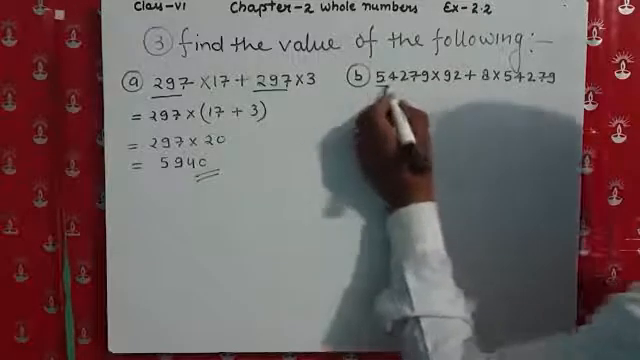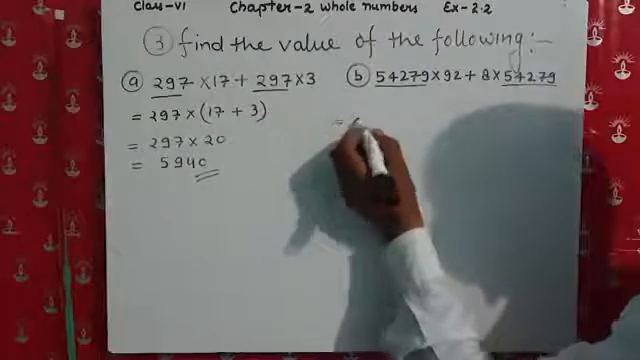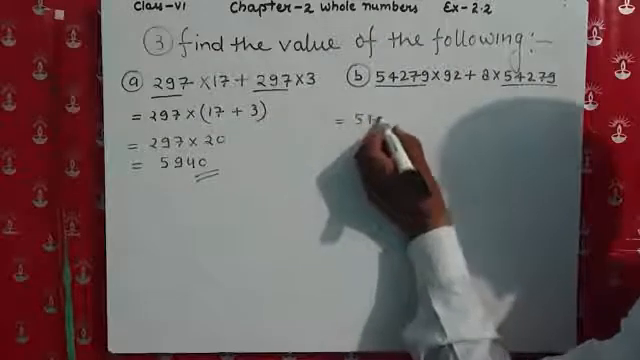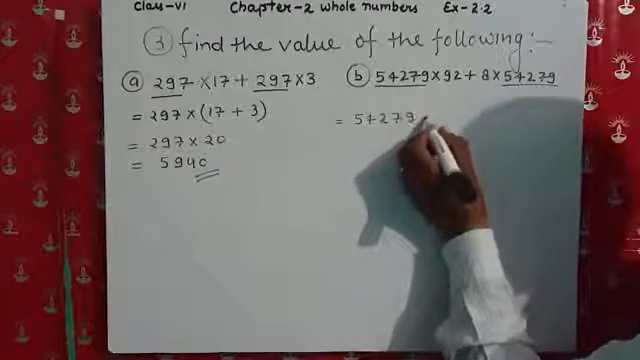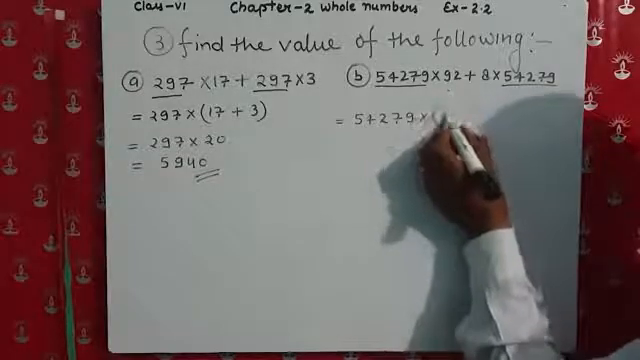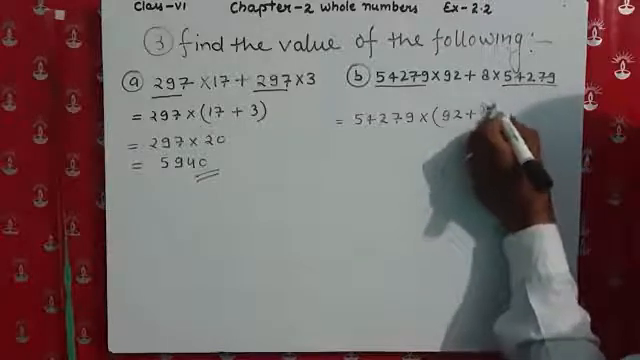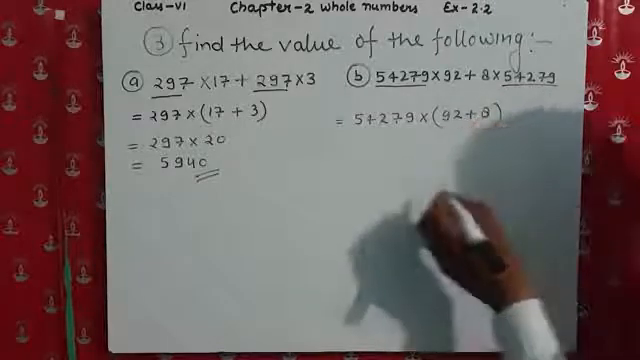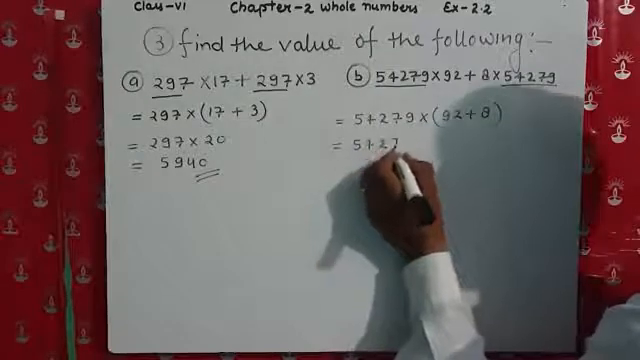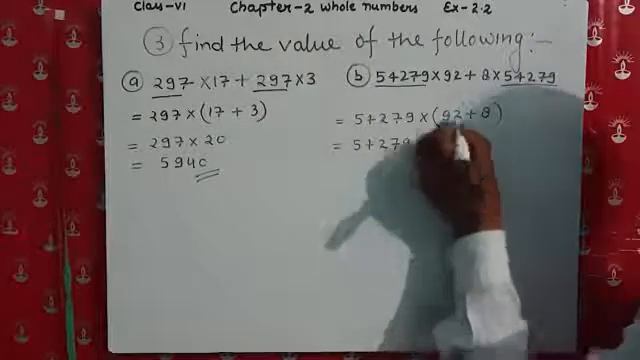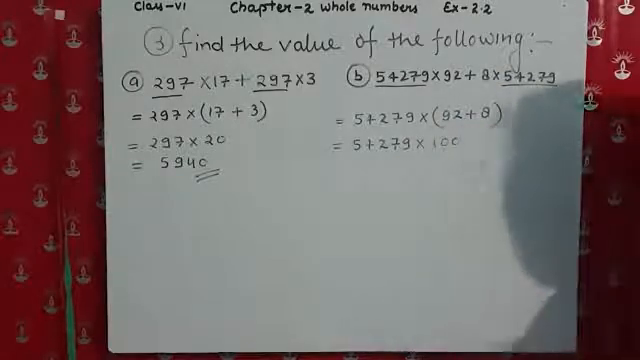Here we are watching that this portion is common in both the terms. So here what we have to do? We have to take this portion as common. 54,279 into, in bracket here 92 and plus here this 8 remaining. Now in the next step we have to add them. 92 plus 8 becomes 100.